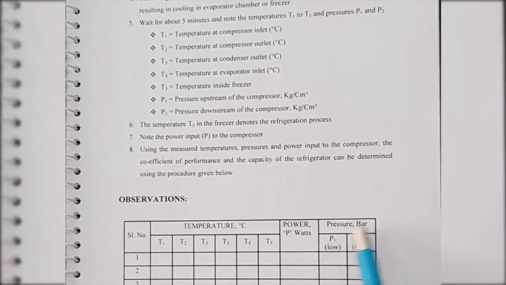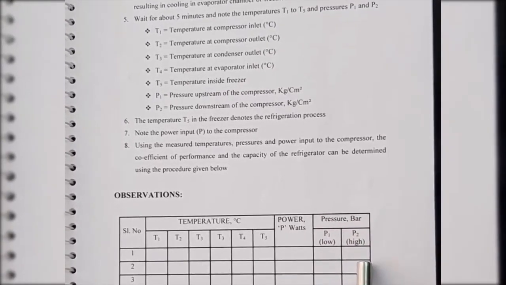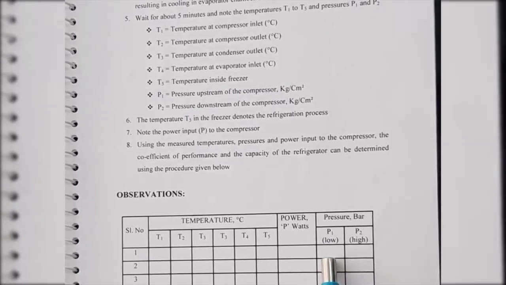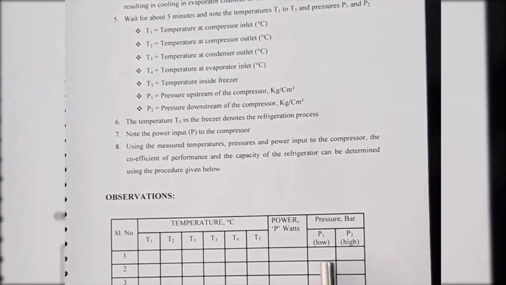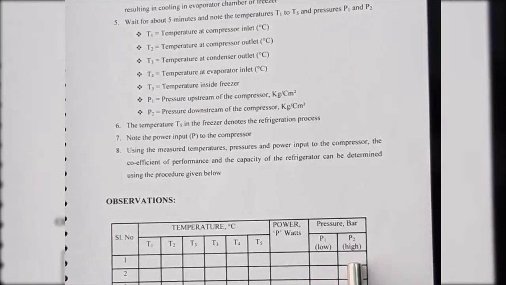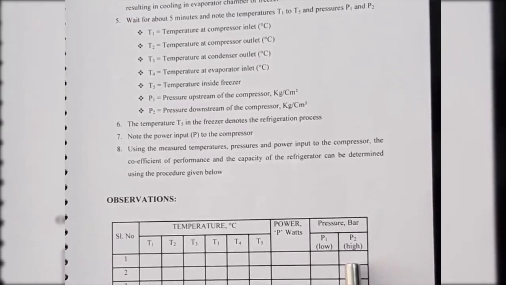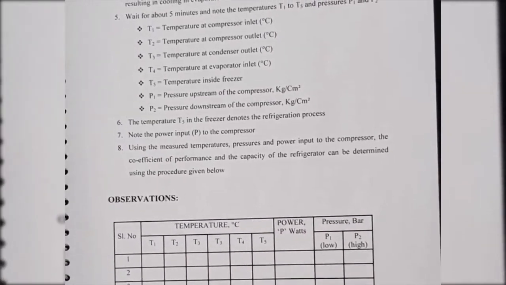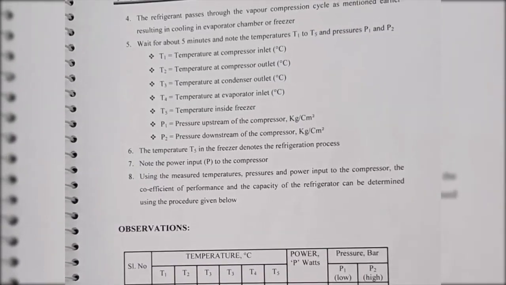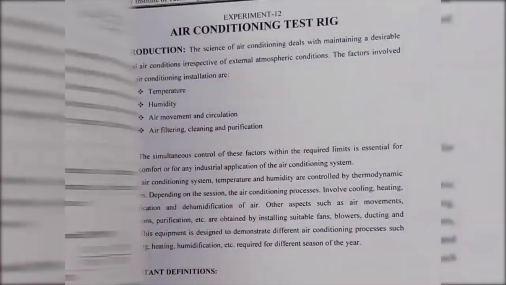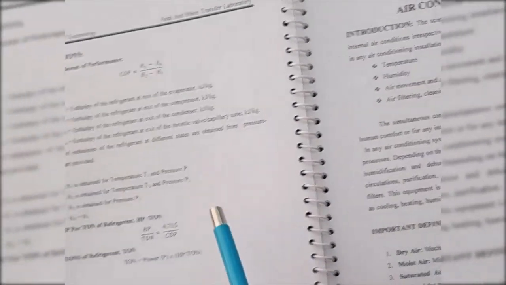We also have two different pressure values, P1 and P2, at low and high. The lower pressure P1 is at the expansion valve, and the higher pressure is at the compressor part. This gives you the observations tabulated here. Using this data, we will do the calculation by putting it into the respective formulas.